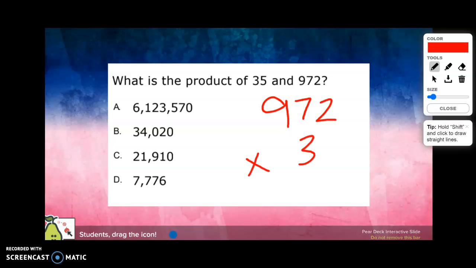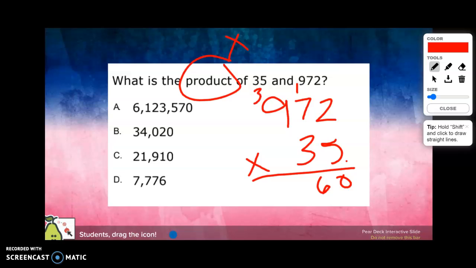972 times 35. Product means that you're going to multiply. So 5 times 2 is 10. 5 times 7 is 35, plus 1 is 36. 5 times 9 is 45, plus 3 is 48. But I'm not done yet. Remember to put the 0 as a placeholder.